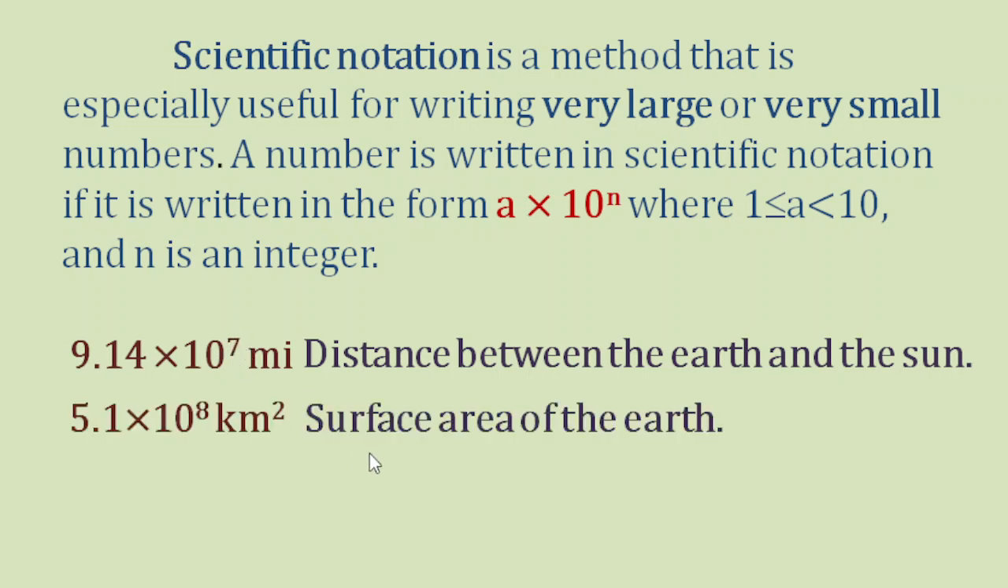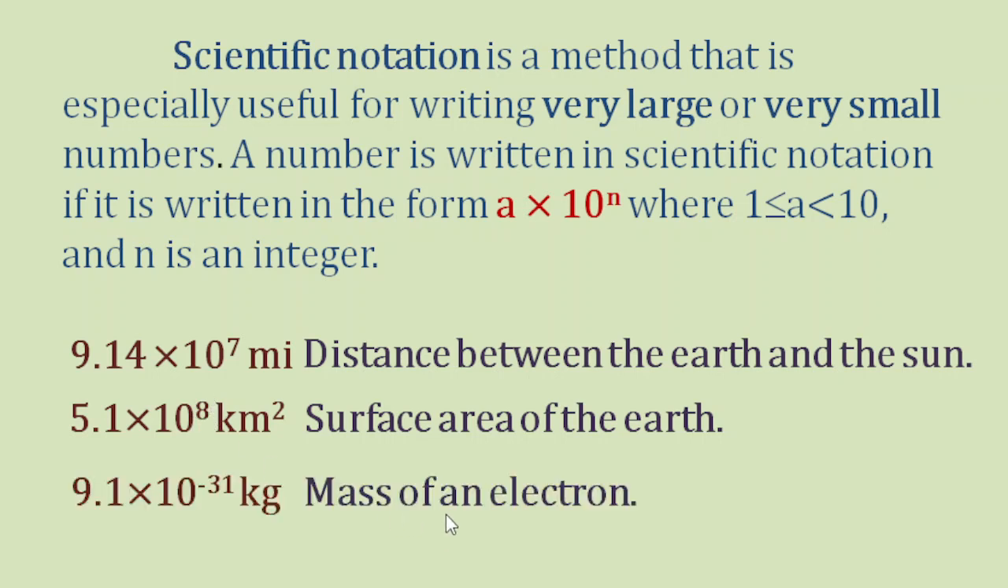Another example, the surface area of the Earth. It's also a number written in scientific notation. That's 5.1 times 10 to the power of 8 kilometers squared. So this 5.1 is part A, a number greater than or equal to 1 but less than 10, and the other part is times 10 raised to an exponent which is an integer.